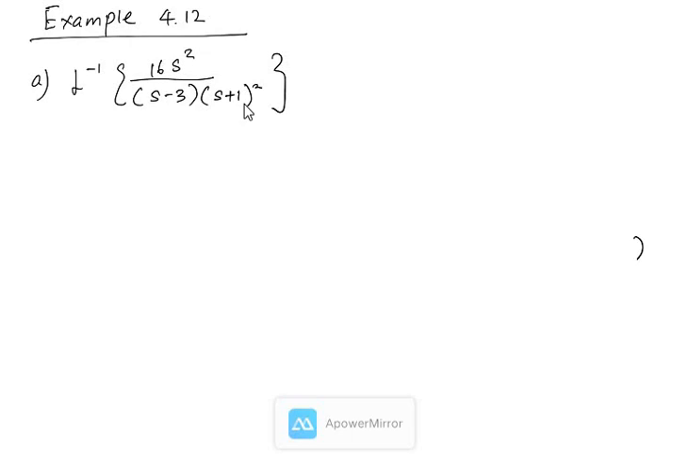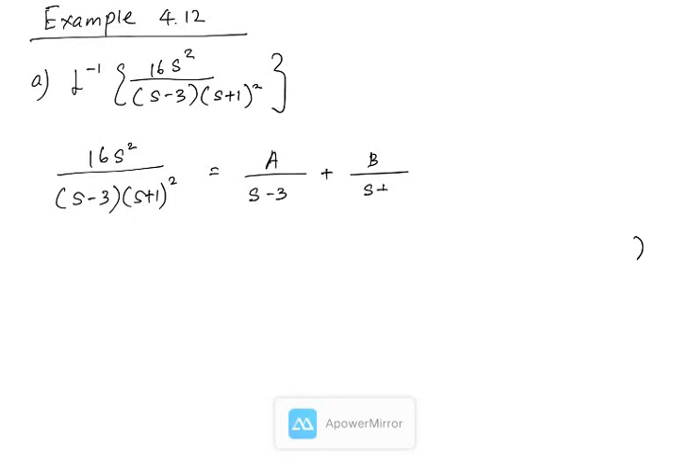So using the partial fraction, we separate into A plus B plus C. Therefore, 16s squared divided by (s minus 3)(s plus 1) squared is equal to A divided by s minus 3 for the first one, plus B divided by s plus 1, and then plus C divided by (s plus 1) squared. This is based on the roots of the equation.